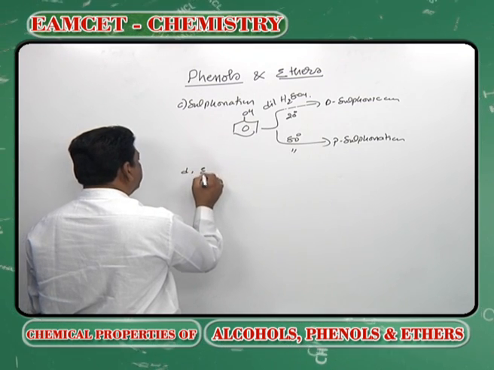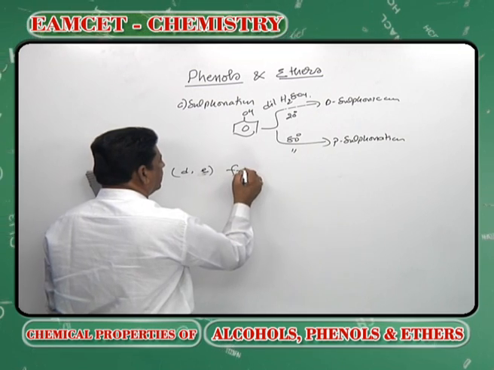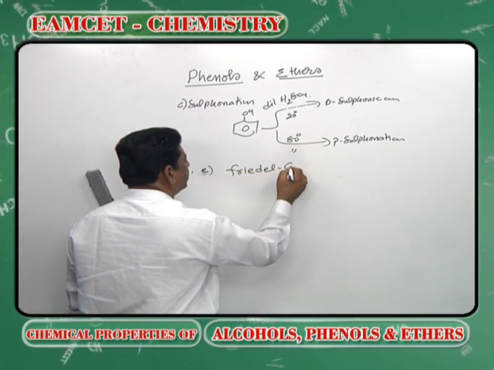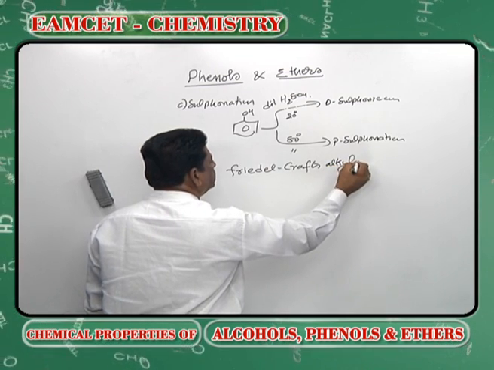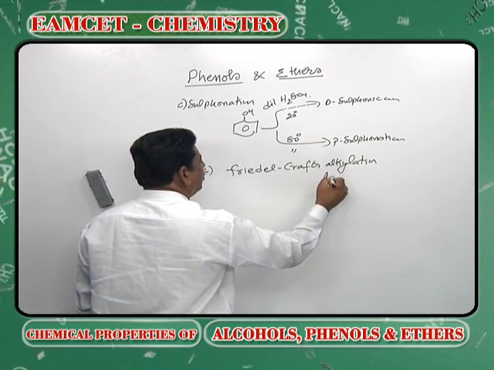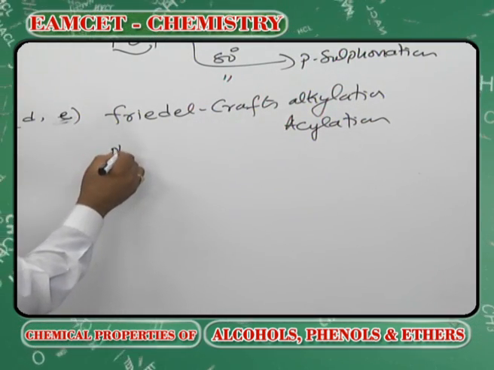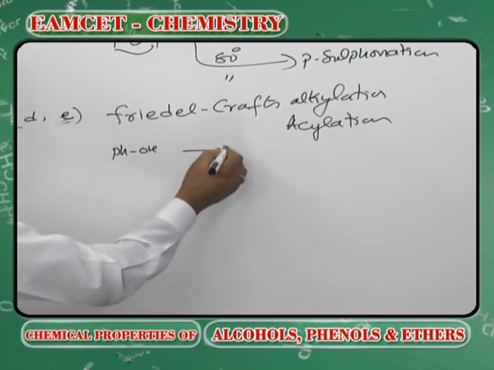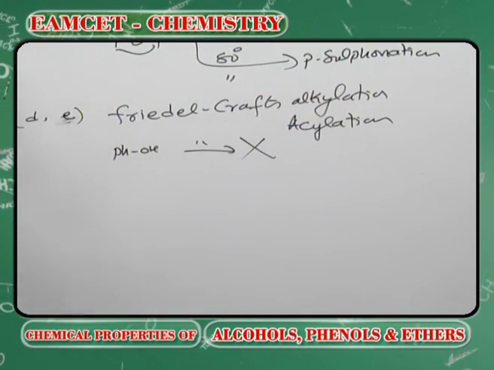D and E happen to be the Friedel-Crafts alkylation as well as acylation. Both the reactions have some problem. Phenol has got some problem in these reactions. It's a failure reaction on the phenol. What is the reason?